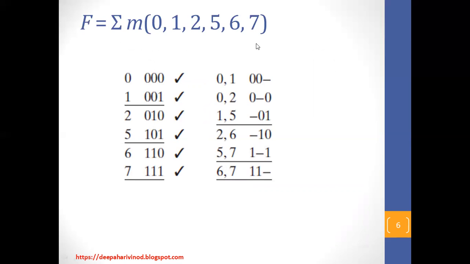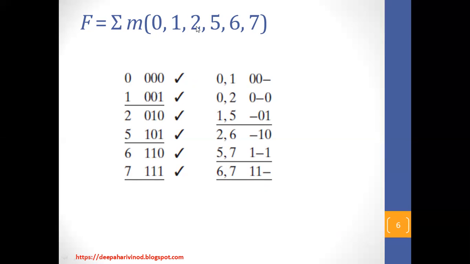So let me show you one more example, that is f equal to summation m(0, 1, 2, 5, 6, 7). So I have noted down all the minterms over here, and the corresponding binary is written. And once I complete writing the binary, then I have to map it into the index. So in this, 0 comes under index 0, and 1 means it will have one binary 1. So it is 0, 0, 1.